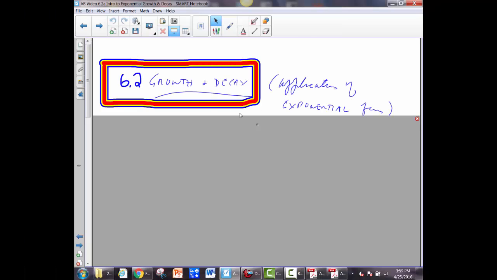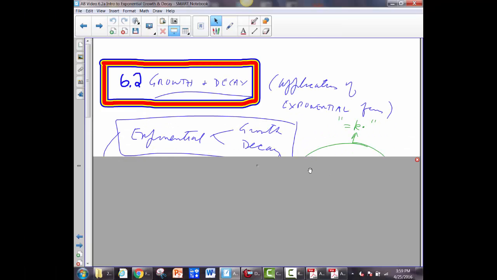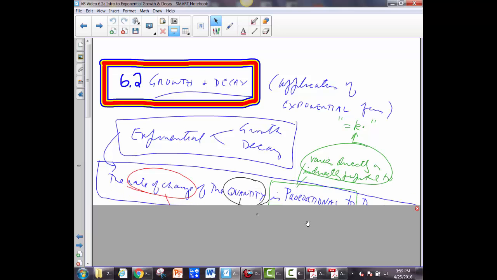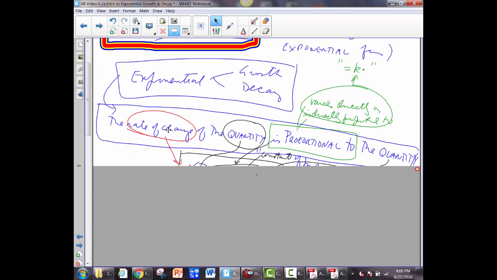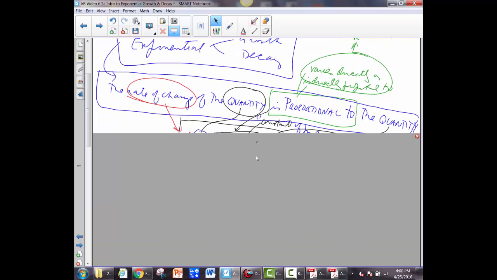They would give you the formula. So this is an application of exponential functions. We're going to be looking at exponential growth and decay, and this is what exponential growth and decay is. It's a situation where the rate of change of a quantity is proportional to the quantity itself. Now, is proportional to means the same thing as varies directly as or is directly proportional to.